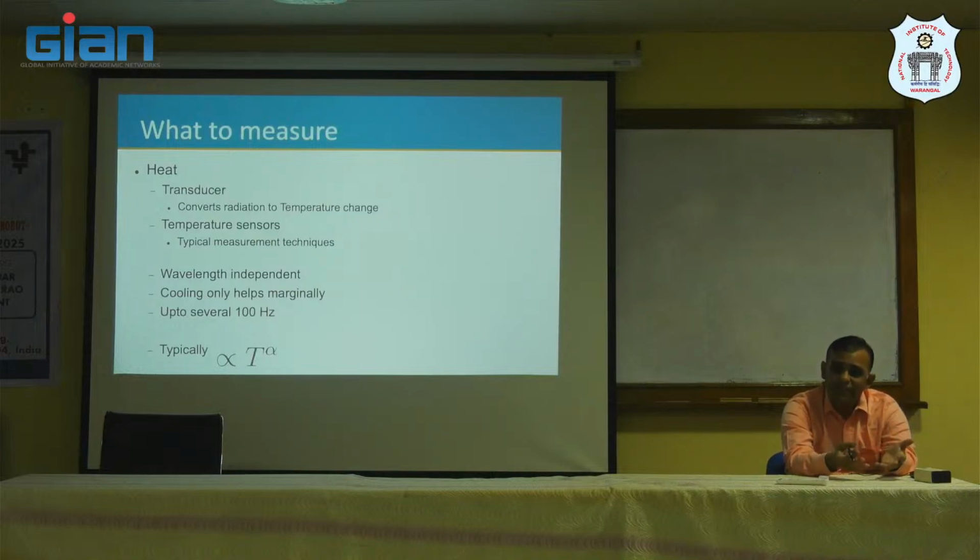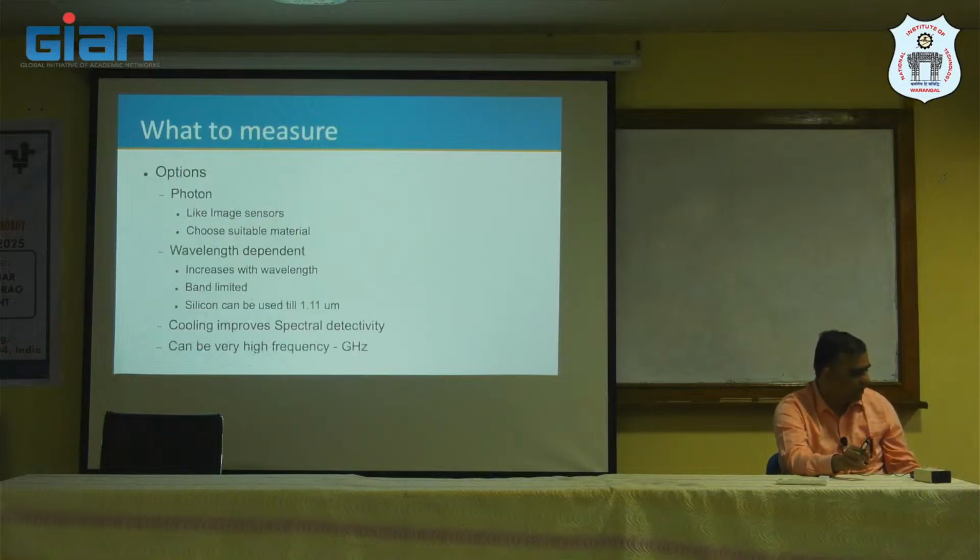You need the heat to affect my sensor. You need it to have a temperature change. And as you know, temperature change generally takes time. Right? Most materials have an inherent ability to resist heating. And typically the relationship is of the order of T to the power alpha, alpha varying from sensor to sensor.